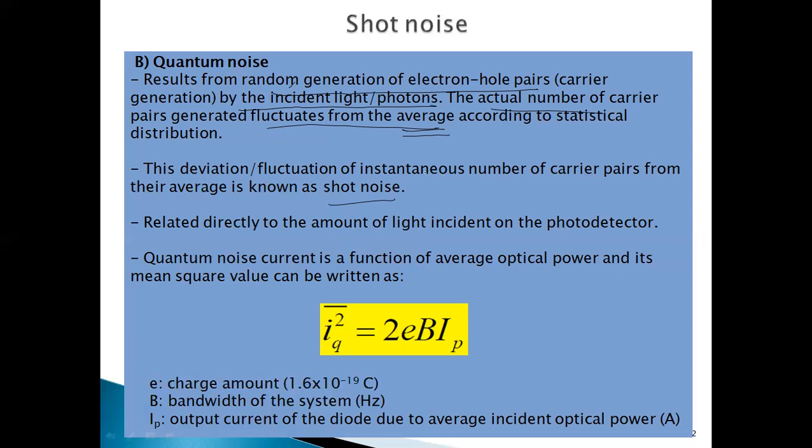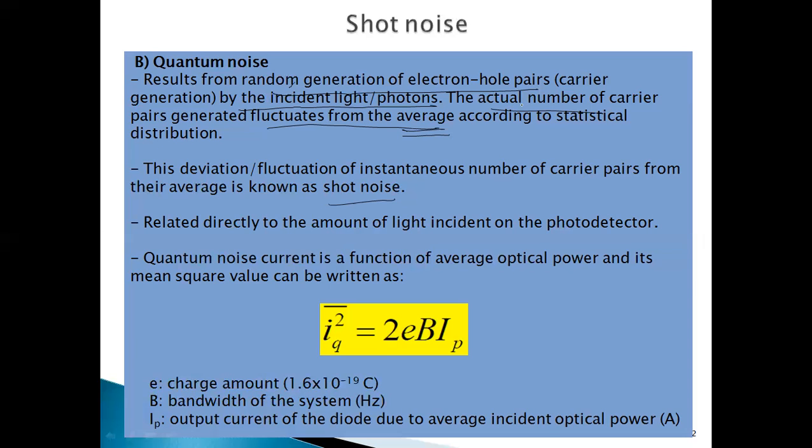So I repeat again. When we have incident light photons on your photodiode, this will create the electron and hole pairs, or the carrier generation, in your photodiode. But the thing is that this carrier pair generation is not uniform.